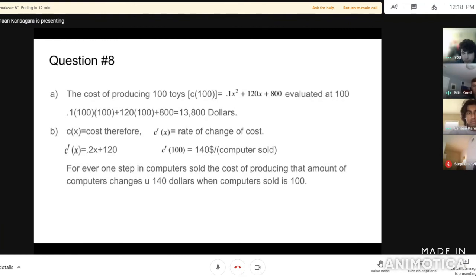C of x is the cost, and so therefore C prime of x is the rate of change of cost. And so you take the derivative of the function they gave you of cost, and you get 0.2x plus 120. If you plug in 100, you get $140 per computer sold. And what this means is that for every step in computers sold, the cost of producing the next computer changes by $140. So the 101st computer will cost 140 more than the 100th computer.